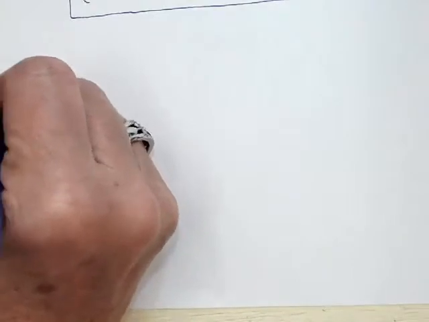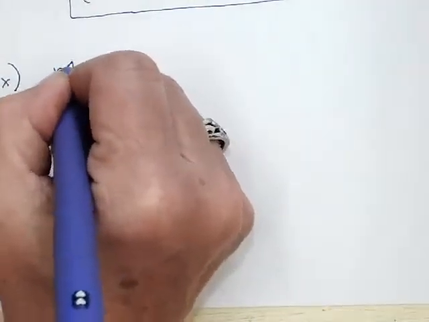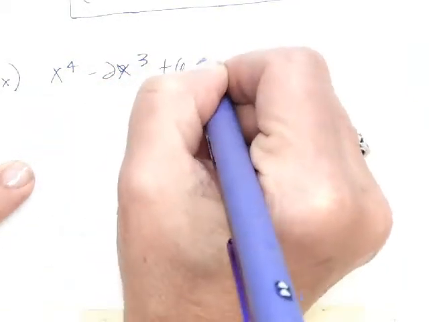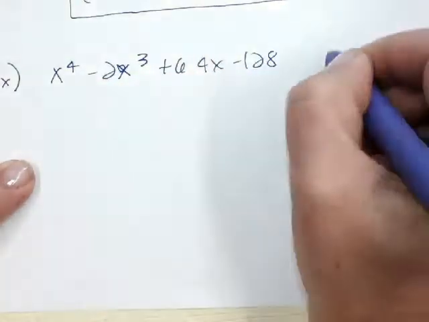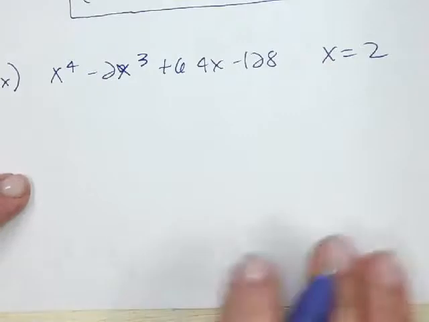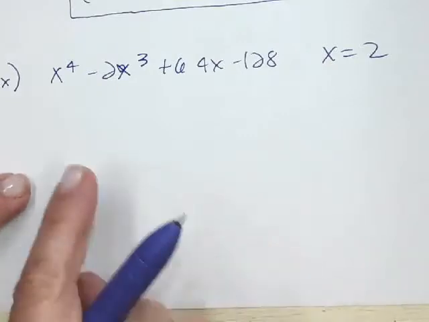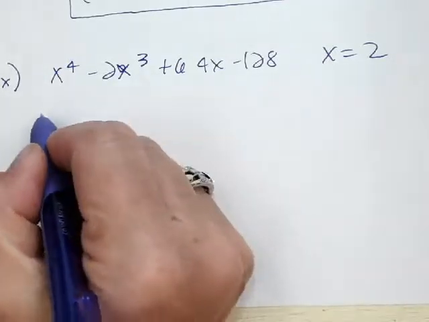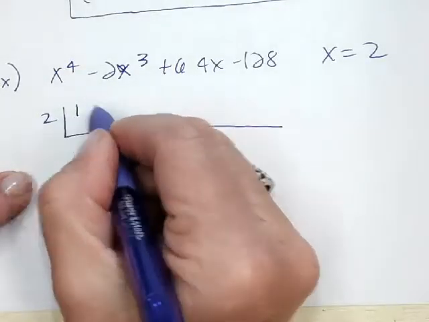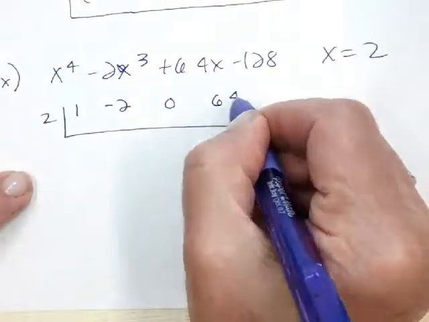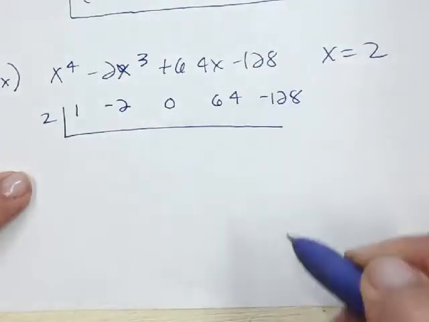Here's my next example. x to the fourth minus 2x cubed plus 64x minus 128. x is equal to 2. These look very similar because this little generator just kicks out problems that are sometimes really similar, and this one's kind of similar to the last one. So I'm dividing by 2. I've got 1x to the 4th, negative 2x cubed, there's not an x squared, 64x, and minus 128.